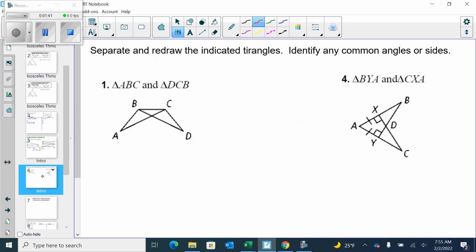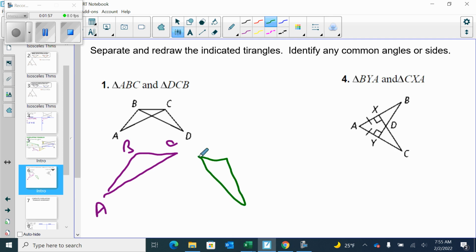So let's look here. Let's redraw these two triangles. A, B, C, and D, C, B. And they share this right there. Number 4, a little more complicated. B, Y, A.